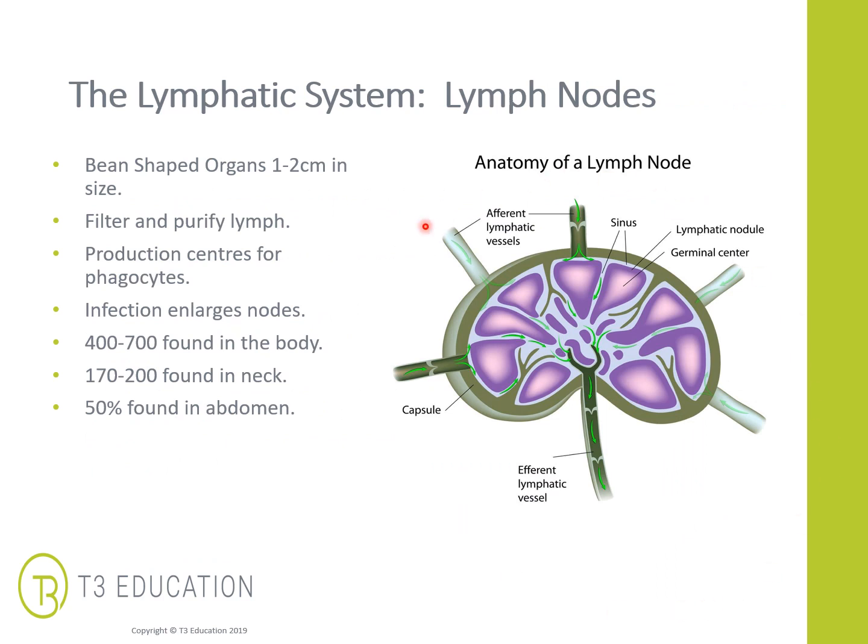The lymph node is bean-shaped, and each node is around 1 to 2 centimeters in size. They filter and purify the lymph, as well as create the lymphocytes, those white blood cell-like cells that we mentioned. So as you can see, they have entry and exit points to allow that to happen. When there's infection in the body, these lymph nodes tend to enlarge. So people will often talk about those swollen lymph nodes in the body when they are ill. There are 400 to 700 lymph nodes found in the body, with 170 to 200 of those found in the neck. 50% of them are found in the abdomen.